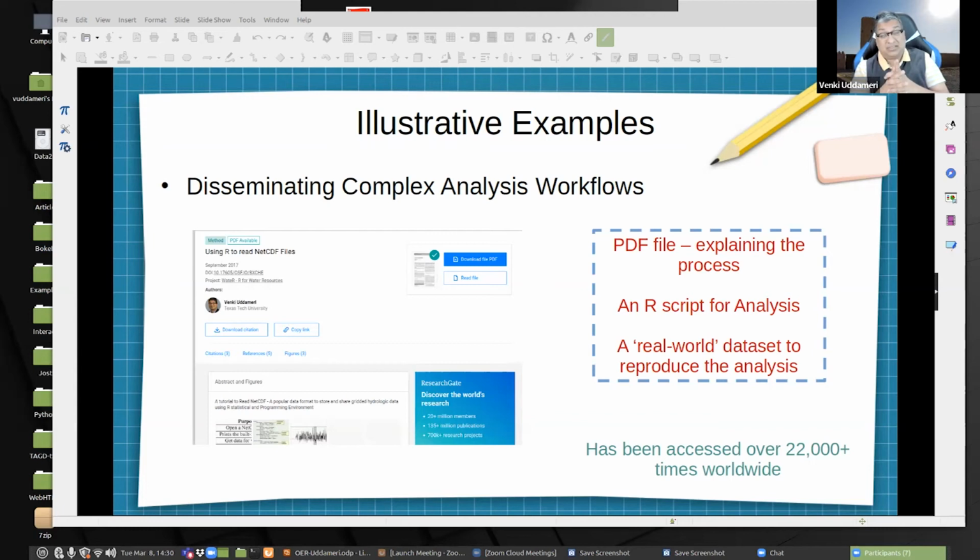So I, simply just to disseminate it, put it out on ResearchGate, and there are about 22,000 plus downloads over the last 4 or 5 years of this. And on top of it, there have been many who have really recommended using this. So this is perhaps one of my most downloaded articles. And it was not just a PDF file explaining the process, but I also provided them with an R script to do the analysis. And then I produced a real world data set so that they were able to reproduce the analysis.